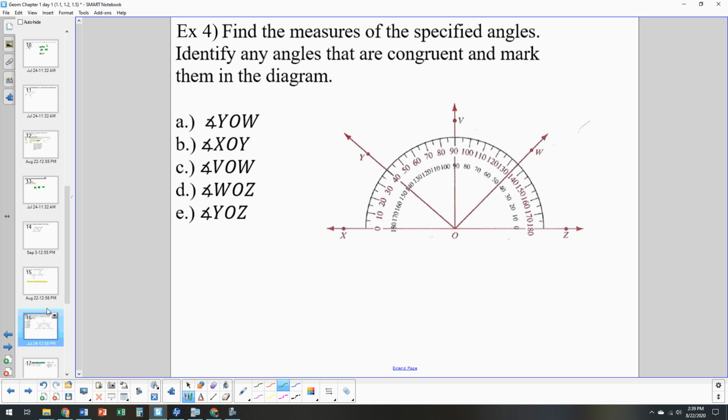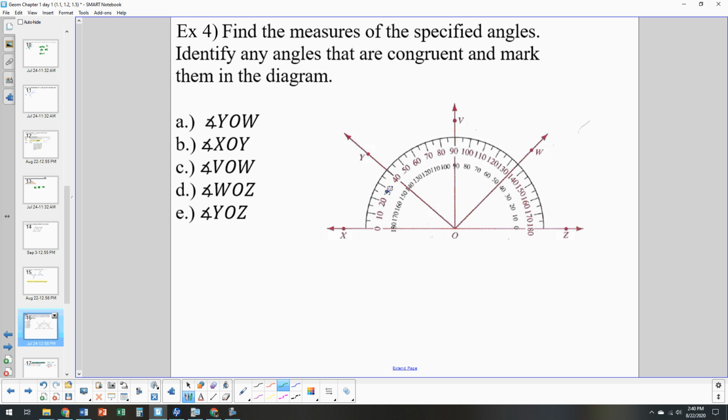So in this example, we're going to find the measures of the angles they're asking for using the protractor, and we're going to identify which ones are congruent and mark them in the diagram. So YOW. First, let's just talk about the protractor. We notice that it has 2 different sets of numbers. It starts at 0 on the outside and goes to 180. If I went on the inside, it starts at 0 on the right-hand side and goes to 180 on the left. Just be consistent in whatever you're using.